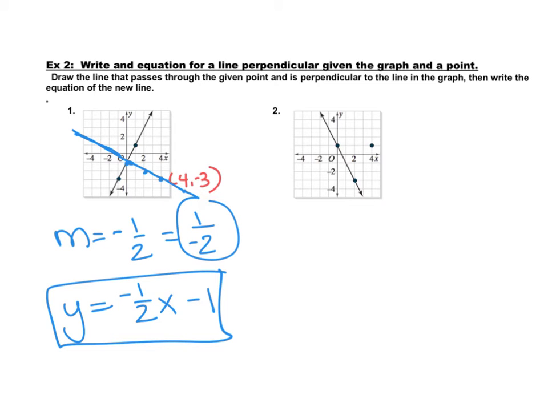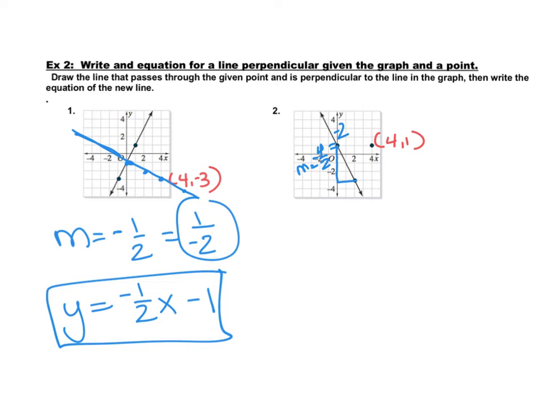All right, let's do another one. So we have a line given here, and we want it to go through the point (4, 1), and it's going to be perpendicular to the line that's given. So first of all, let's find the slope of this line that's been given. We're going down 1, 2, 3, 4 over 2. So m is equal to -4 all over 2, which is equal to -2.